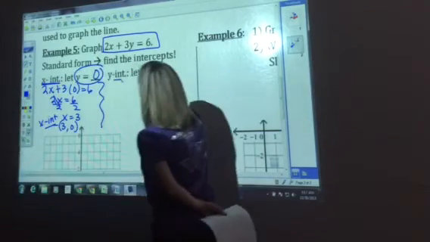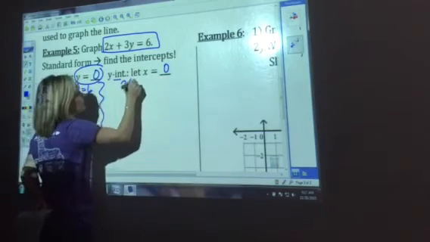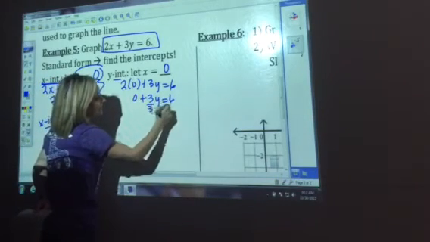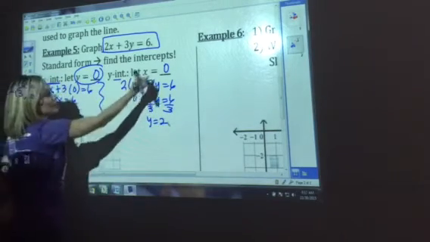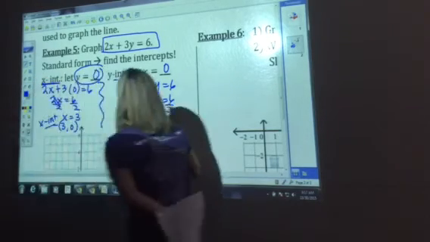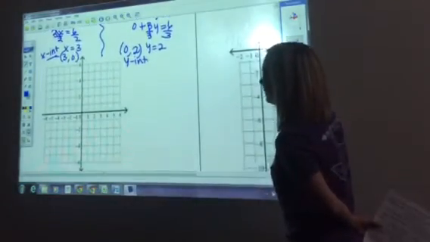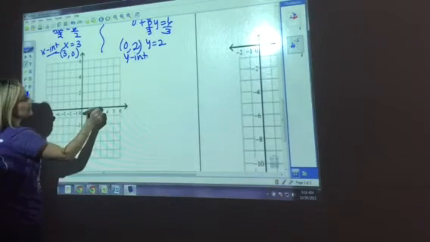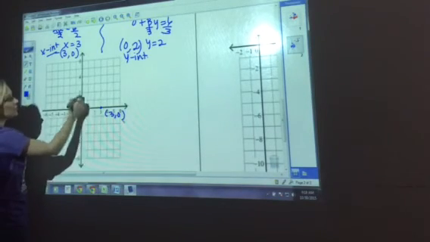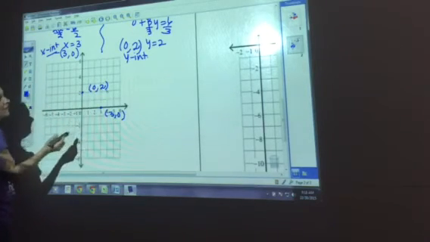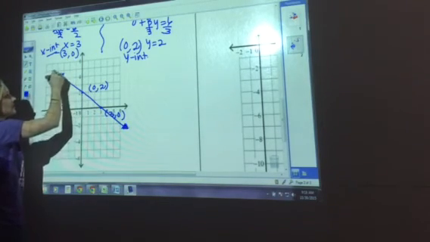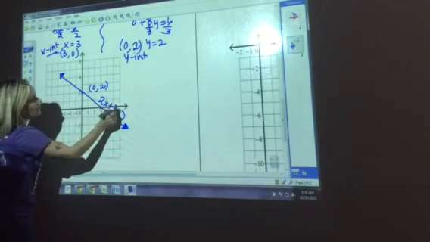For the y-intercept, I'm now going to let x equal 0. So I have 2 times 0 plus 3y is equal to 6. 0 plus 3y is equal to 6. Divide by 3, y is equal to 2. Remember I let x equal 0, so that point is (0, 2), and this is my y-intercept. Now I can go to my graph and graph it from those 2 points. My x-intercept is (3, 0), and my y-intercept is (0, 2). Whenever they give you the x and y intercepts, all you have to do is use those 2 points to graph it. So this is the graph of the line 2x plus 3y is equal to 6.